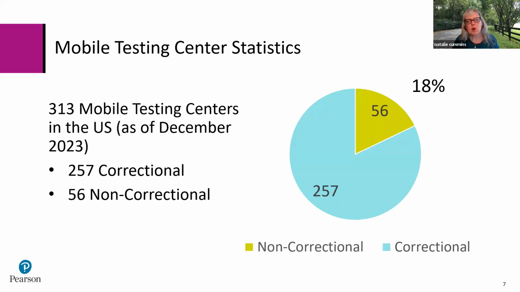So let's look at some mobile testing center statistics. I pulled these a couple weeks ago, and currently there are 313 mobile testing centers in the US. 257 of those are correctional and 56 are non-correctional. So that's 18% are non-correctional.